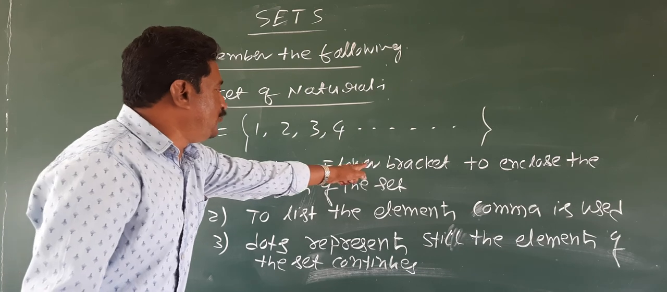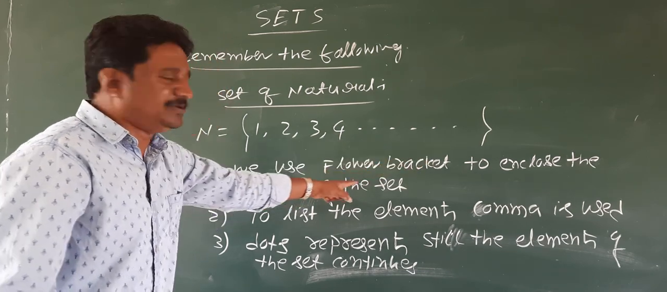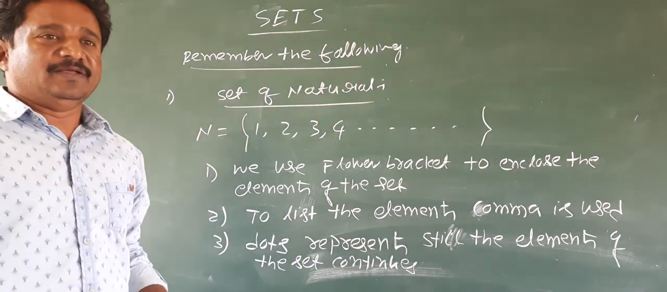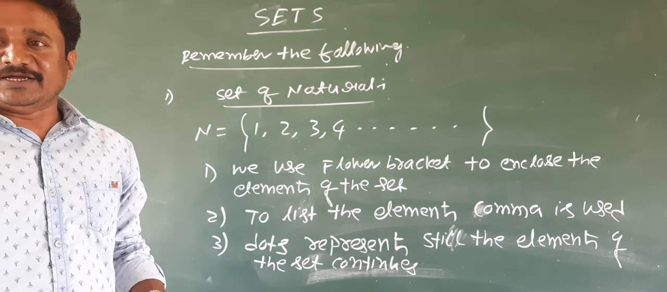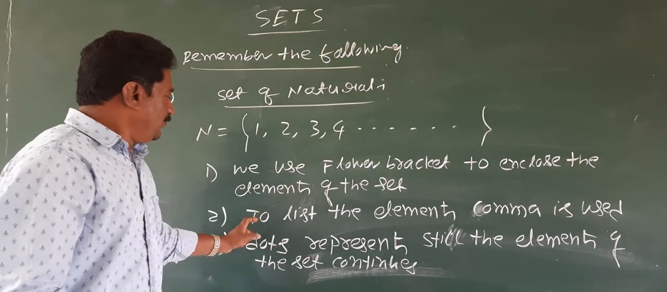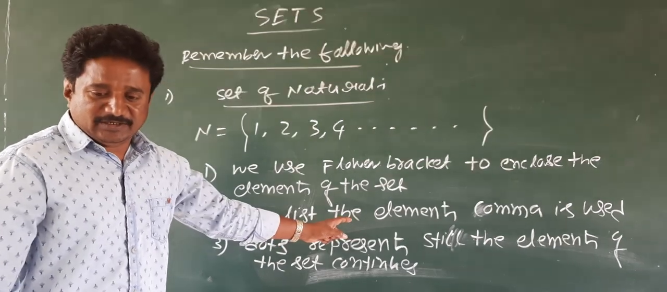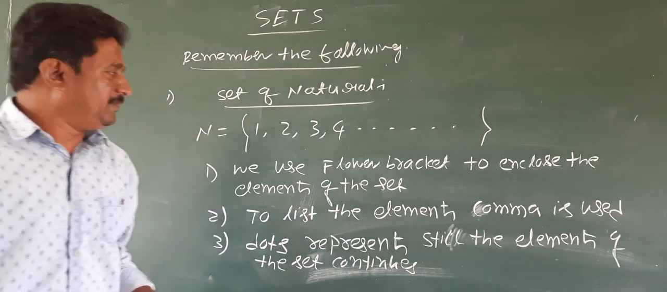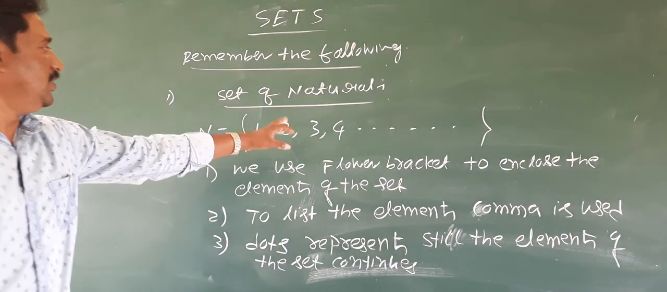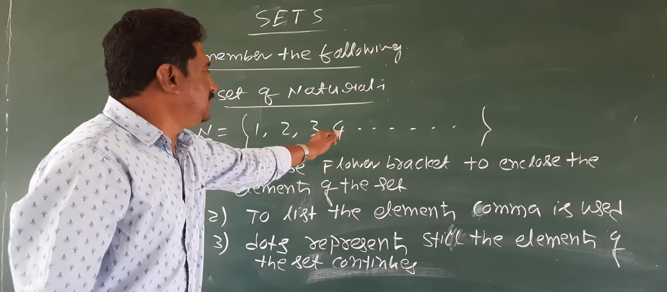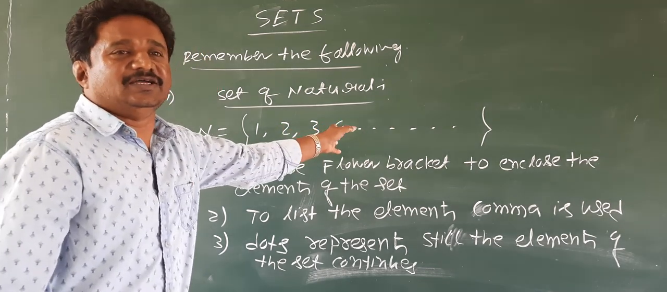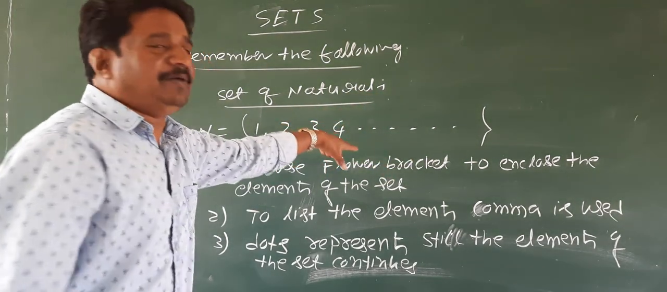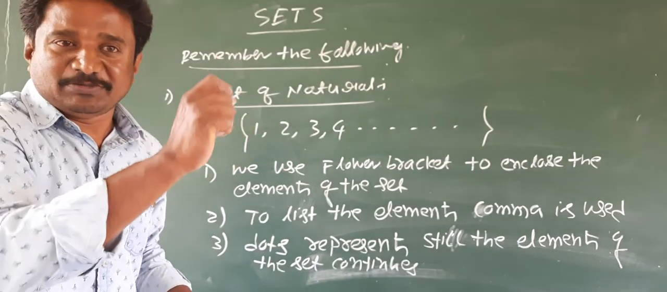We use a flower bracket to enclose the elements of the set. We always use a flower bracket to write a set. Point number two: to list the elements, a comma is used. To write the elements in the set one after the other, we use commas.